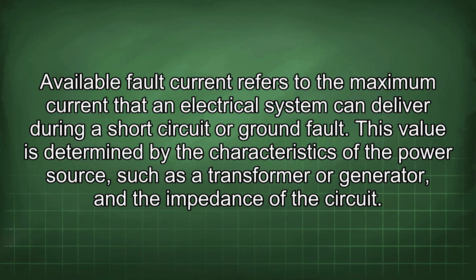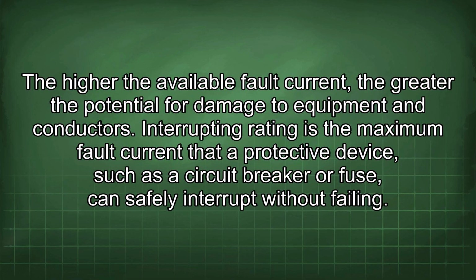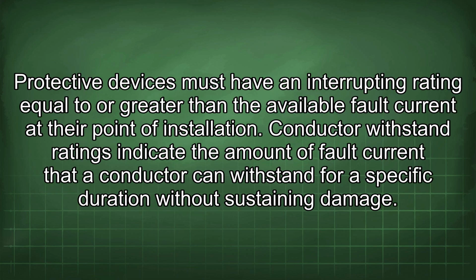Available fault current refers to the maximum current that an electrical system can deliver during a short circuit or ground fault. This value is determined by the characteristics of the power source, such as a transformer or generator, and the impedance of the circuit. The higher the available fault current, the greater the potential for damage to equipment and conductors. Interrupting rating is the maximum fault current that a protective device, such as a circuit breaker or fuse, can safely interrupt without failing. Protective devices must have an interrupting rating equal to or greater than the available fault current at their point of installation.